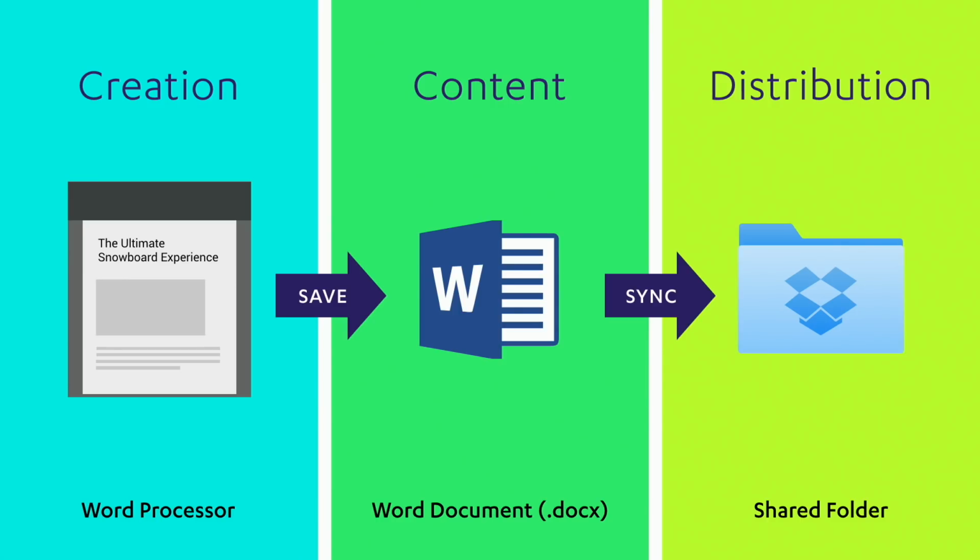So when you create an article, in this case the Ultimate Storyboard Experience article, you use a word processor, Microsoft Word or something like that, and then you create through that tool, the word processor, the creation process, something that is called content. And that content is encoded in something like a Word document, .docx. And then distribution would be bringing that Word document into a shared folder. This could be a Dropbox folder, it could be a SharePoint folder, whatever it might be. And when it is synced or uploaded to the shared folder, it's considered distributed.